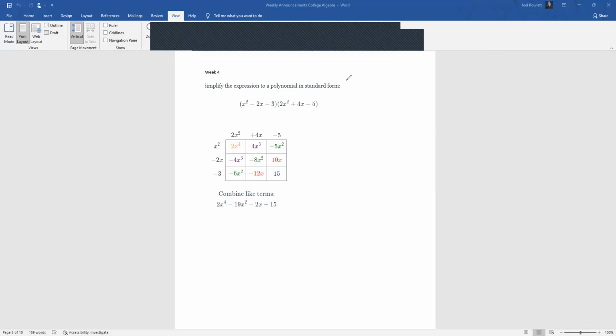Hello, this is week 4, and I wanted to send this little snippet out on multiplying polynomials. The direction here in the examples say to simplify the expression to a polynomial in standard form. And let's go ahead and get started.